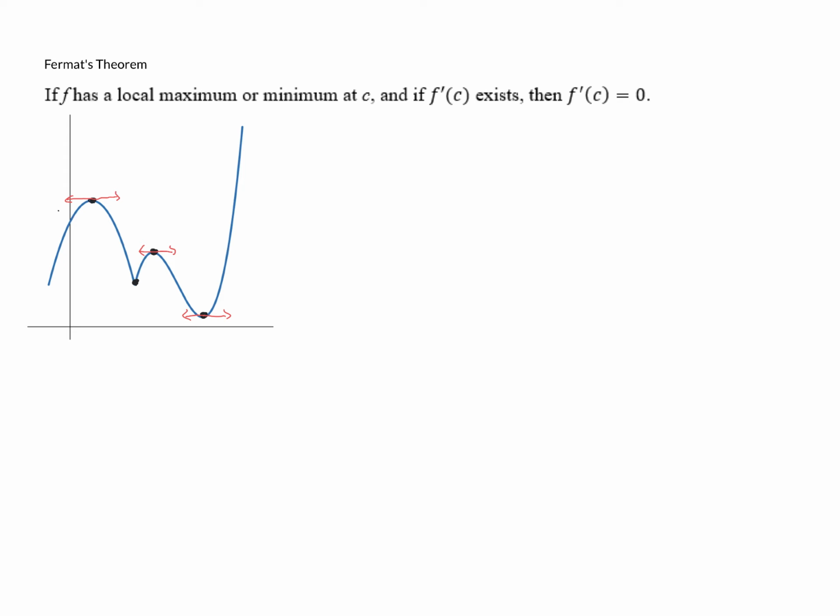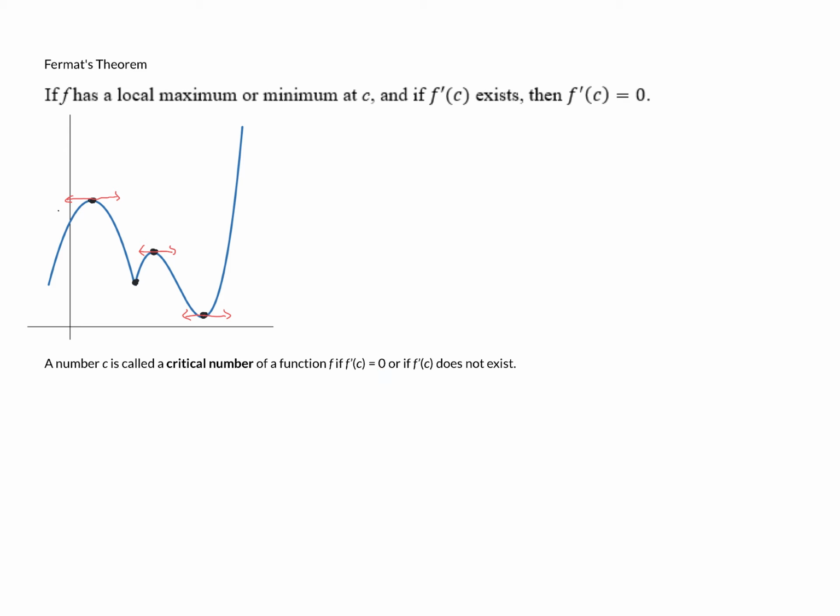And we can think about what this means. It means that if we're looking for local maximum and minimum values, they're going to occur when the derivative is 0 or when the derivative is undefined. And we have a name for those possible values where those might occur. We call them critical numbers. A number c is called a critical number of a function f if f prime of c equals 0 or if f prime of c does not exist.